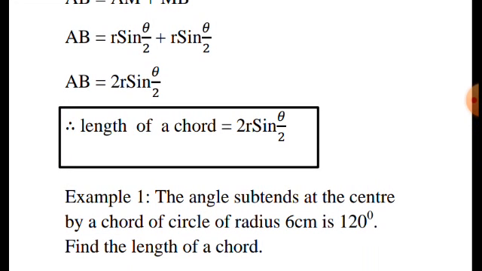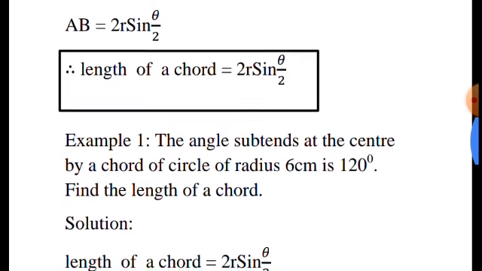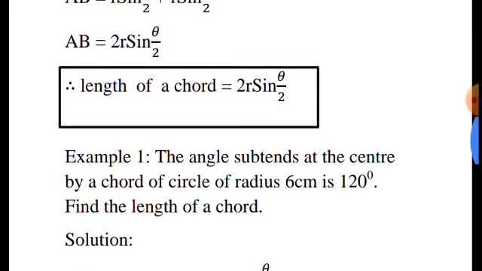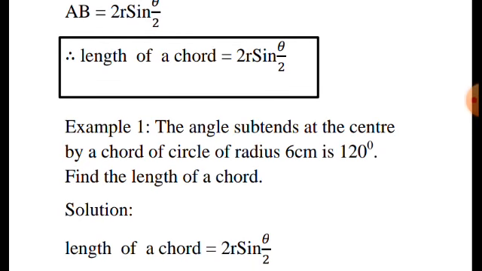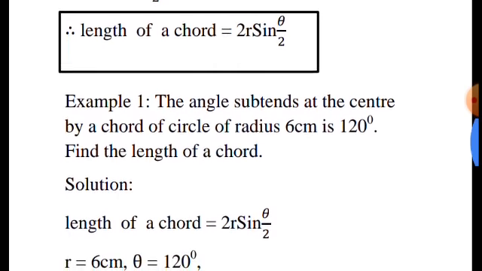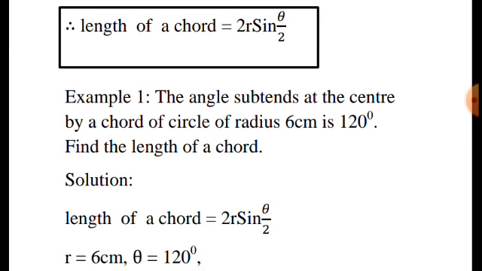From the example given to us, we're given two parameters. The first one we are given is the radius, which is given as 6 centimeters. We are also given theta, which is given as 120 degrees. But first and foremost, the first thing we need to do is to write out the formula for finding the length of a chord. Length of a chord is equal to 2R sine theta over 2. Now, R is given to be 6 centimeters, theta is given to be 120 degrees.